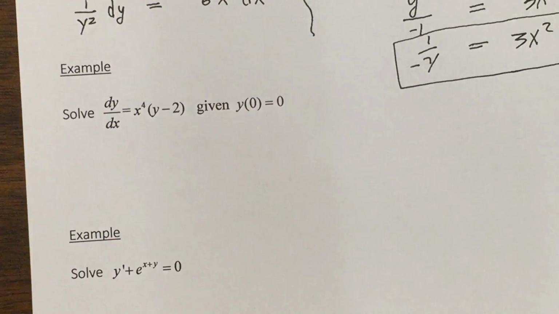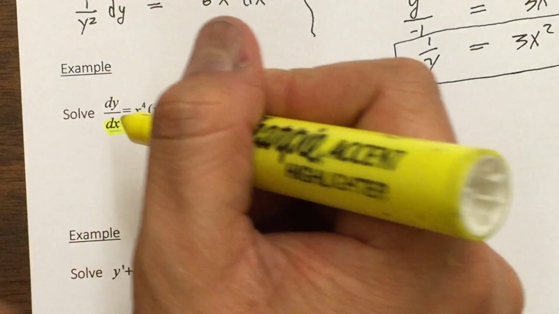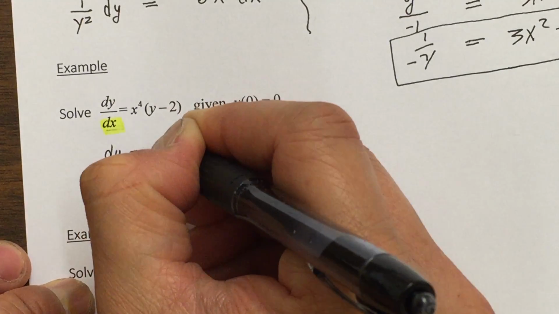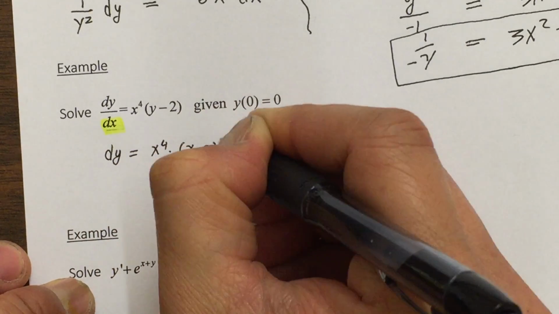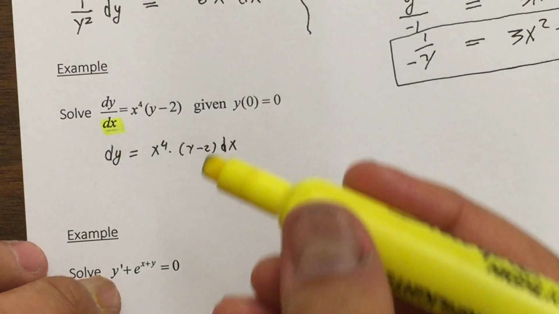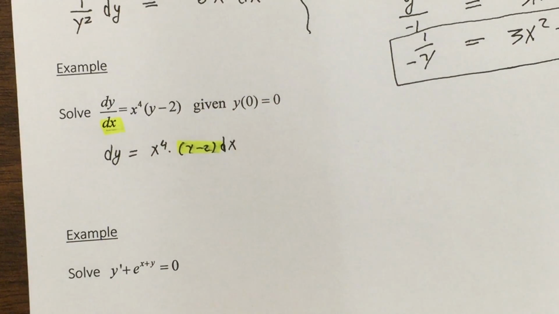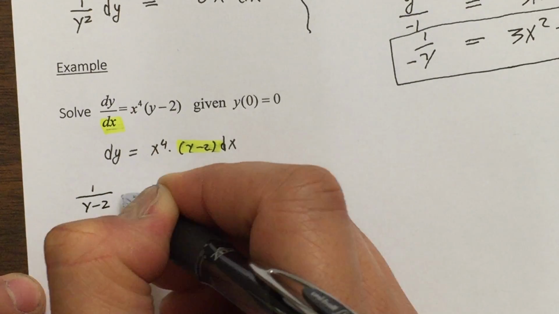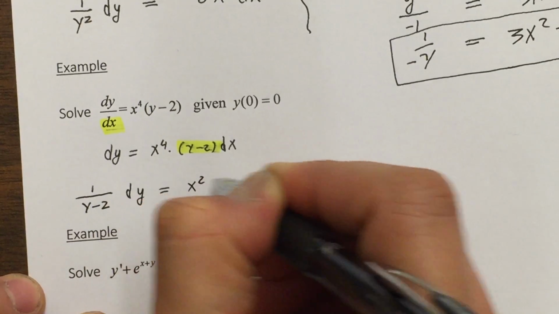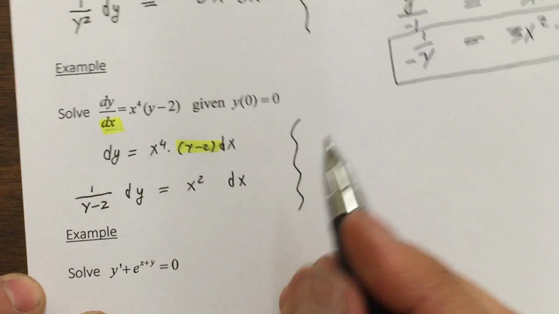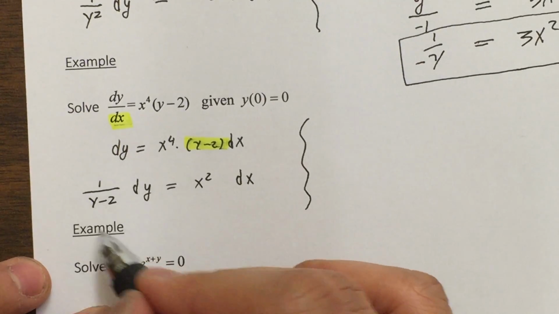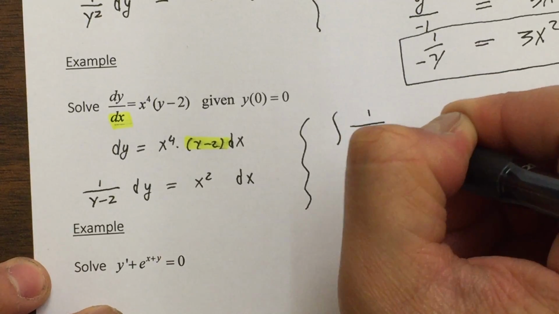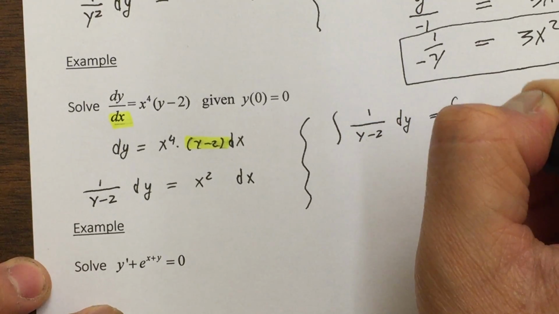First thing is I have to separate the variables, so multiply that to both sides. So here's what we get. Okay, and then I have to move this to the left side, and to do that I divide both sides by y minus 2, and multiply by x squared dx. Okay, and now I've separated the variables, so I'm going to integrate both sides. So integrating the left side and integrating the right side.